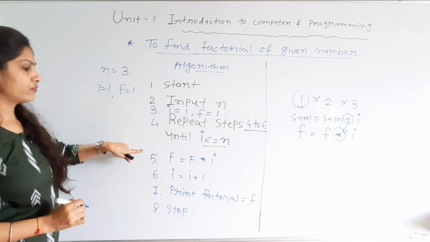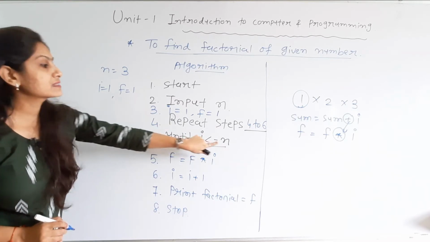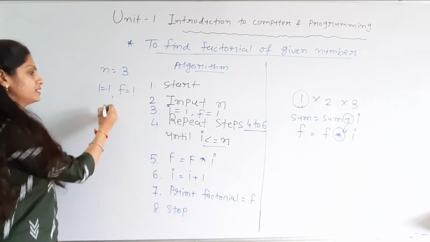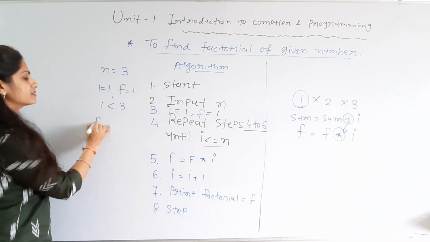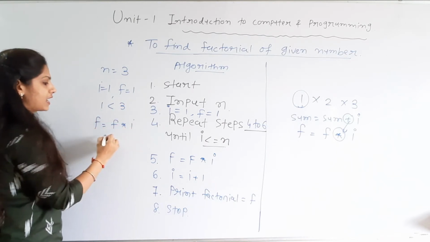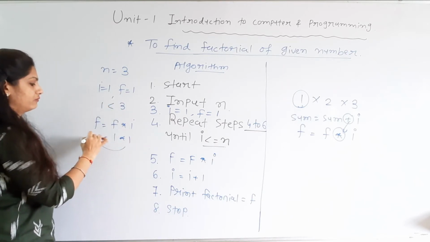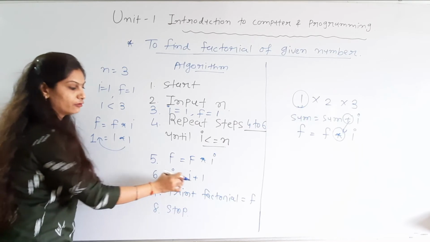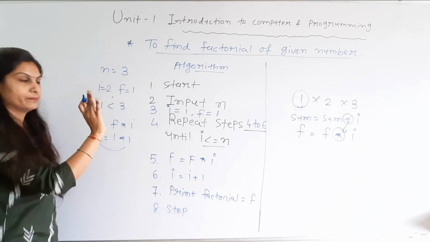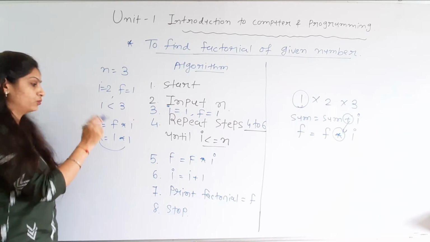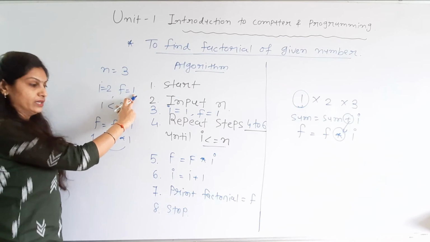Now repeat 4, 5, 6 until the condition. So 1 is less than 3. Yes, 1 is less than 3. So 5 and 6, that is f equals f into I, 1 into 1. Answer is 1. I, 1 plus 1, that is 2. Is f the same? Yes or no? No. Now the f value is changed, but it is still the same, that is 1.